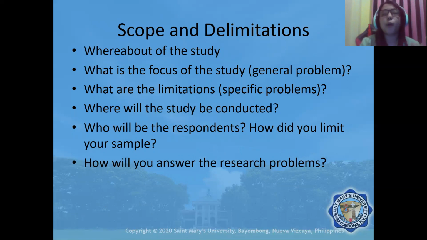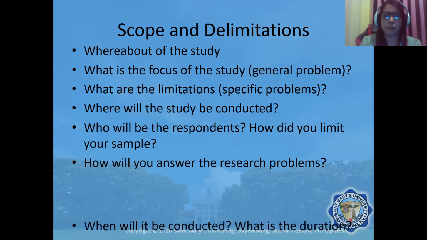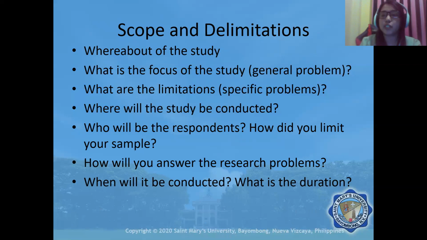And then, how will you answer the research problem? Will you answer it using a survey questionnaire? Are you going to craft a test? Are you going to adapt tests? And the result will be based on these questionnaires or research instruments. And are you going to conduct interviews and all the other whereabouts of the study? And of course, what is the duration of the study and when will it be conducted? All of these are parts of the scope and the limitations.